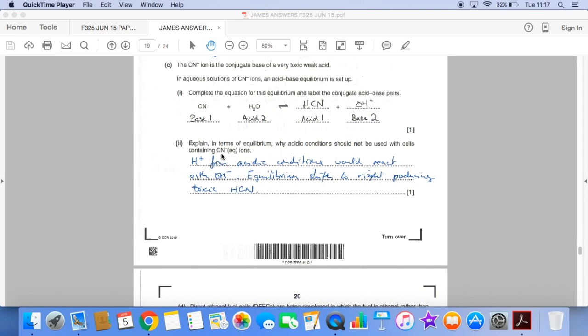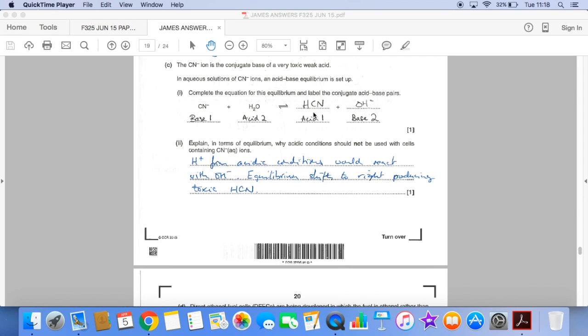The CN- ion is the conjugate base of a very toxic weak acid. Complete the equation for this equilibrium and label the conjugate acid-base pairs. Well, we're told that this is a conjugate base, so this is going to accept a proton. So what will it become if it accepts a proton? It will become the acid HCN.